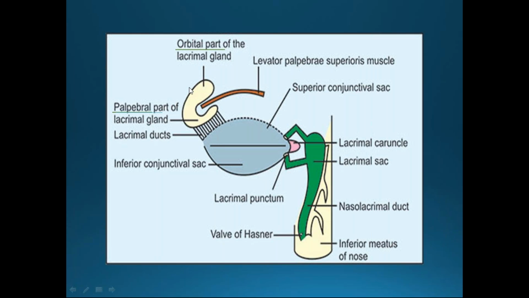The lacrimal gland consists of the orbital part and the palpebral part. Through the palpebral part, the lacrimal ducts travel and open into the superior fornix. The orbital part and palpebral part are divided by the LPS muscle, the lateral horn of the LPS muscle.